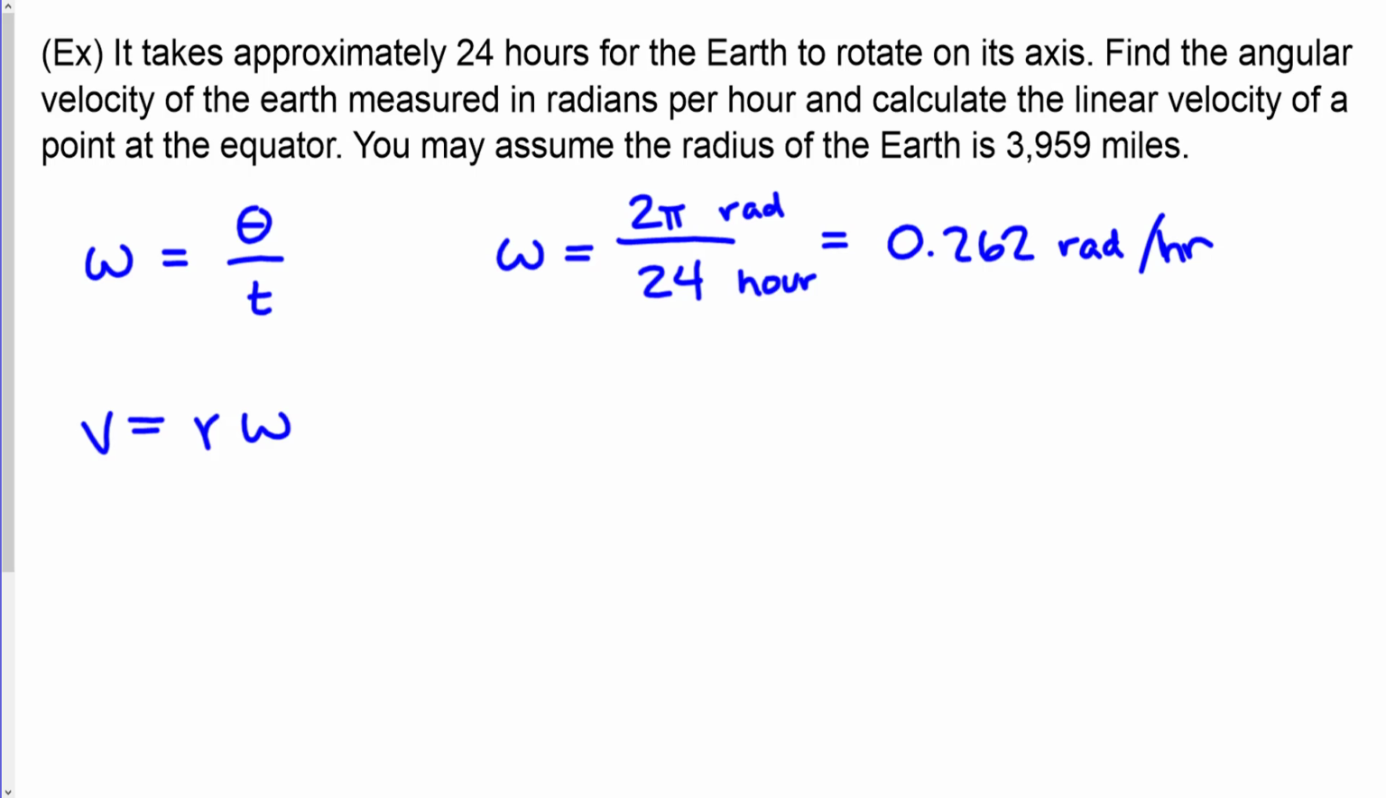point on the equator. So at the equator, we can assume the radius of the Earth is 3,959 miles. So the linear velocity of the Earth at the equator is the radius at the equator multiplied by the angular velocity.